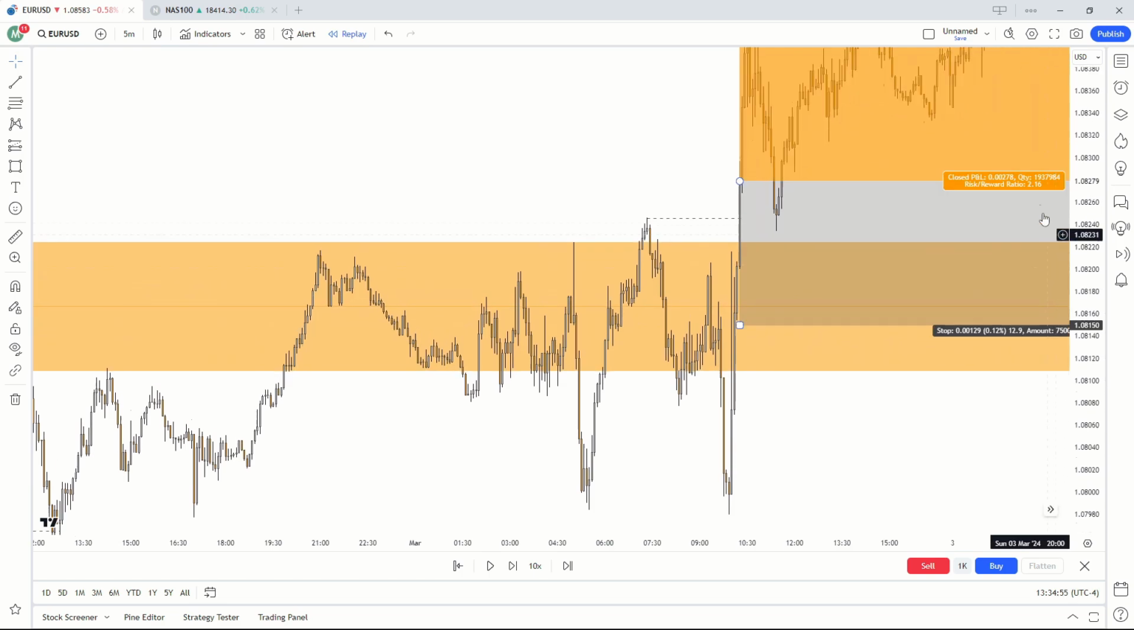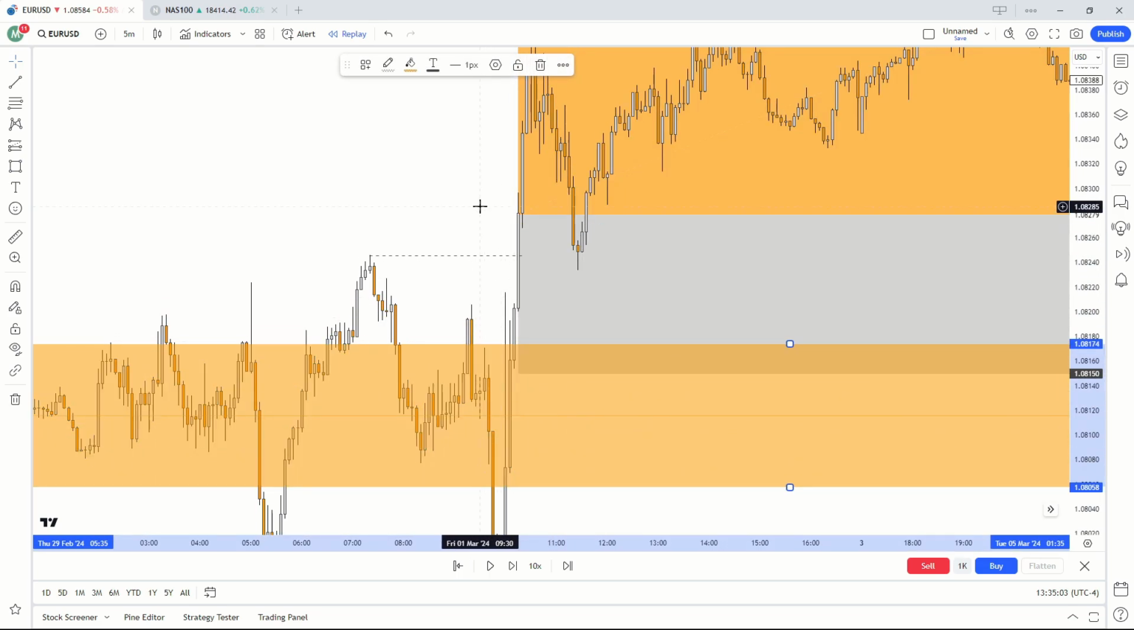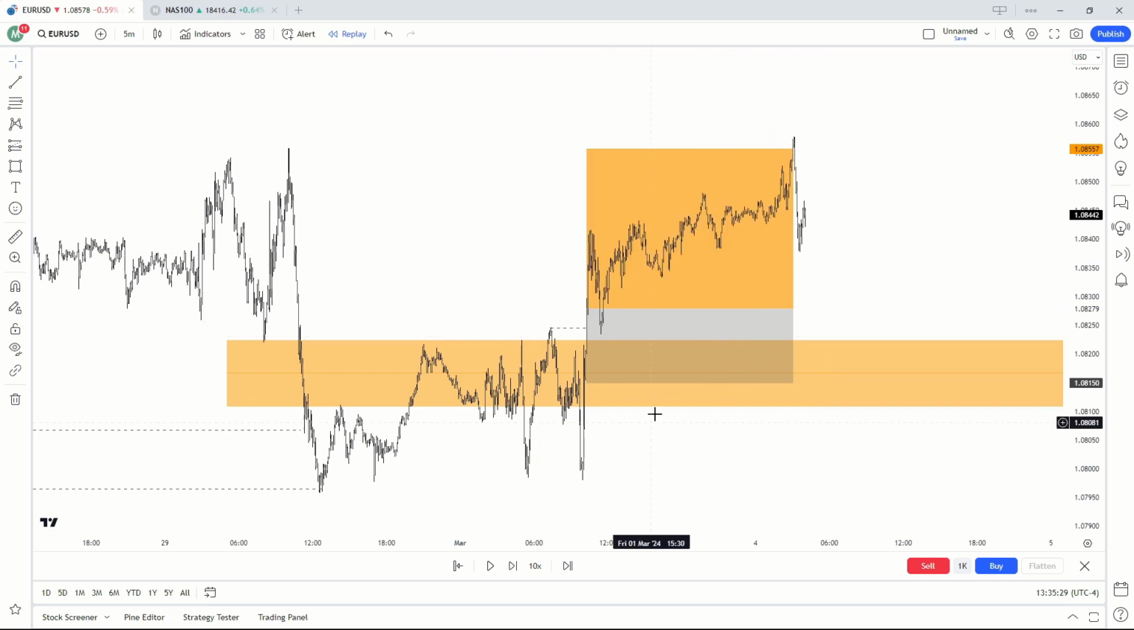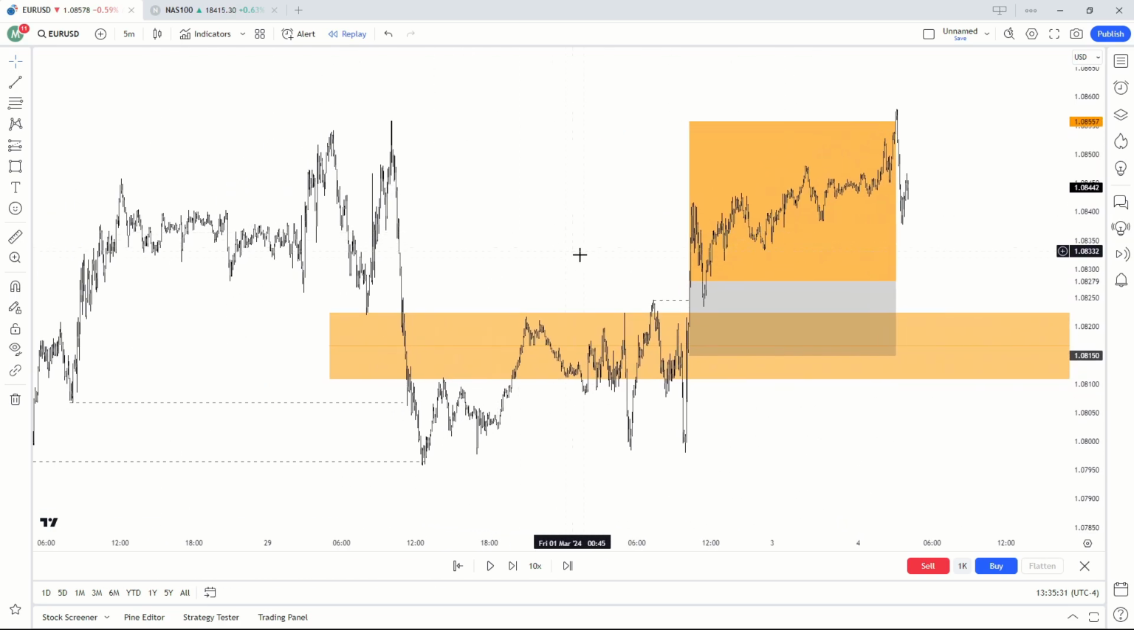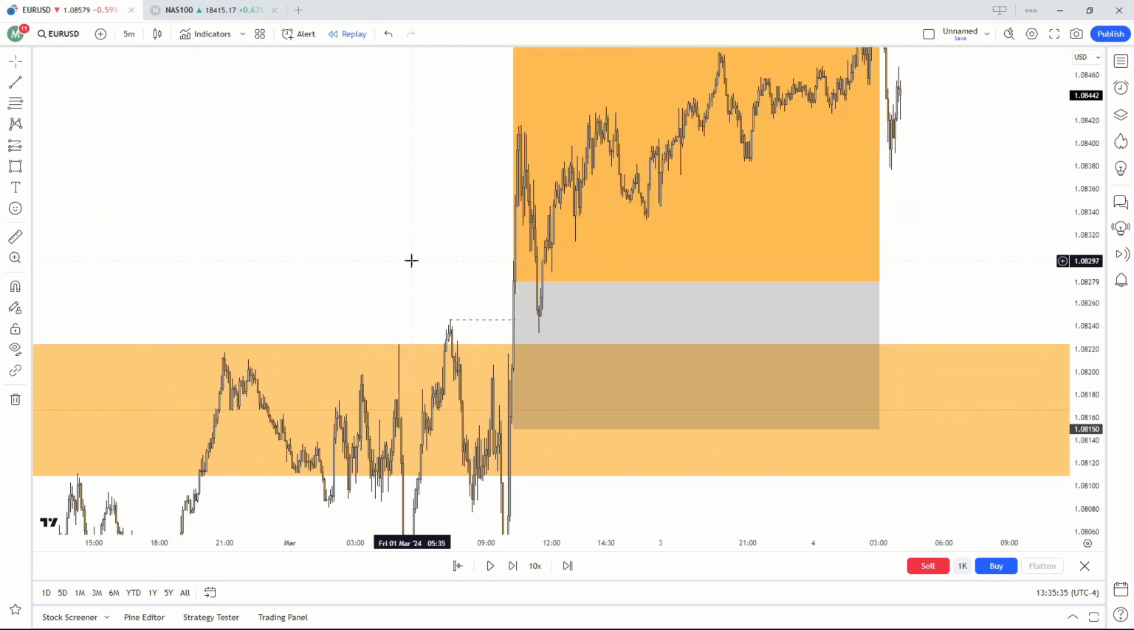You could have also entered off the fair value gap, which was left right here. However, just to keep the strategy consistent, I recommend you guys enter off your market structure shift. So I do recommend you guys backtest the strategy for yourself, just so you guys can find out how effective it really is and how amazing the strategy really is.